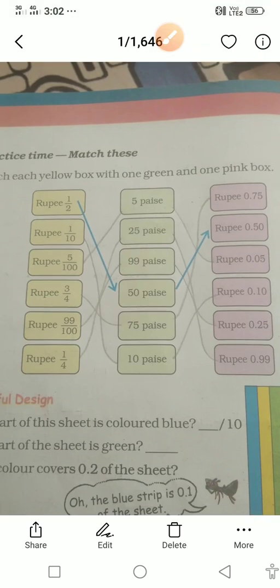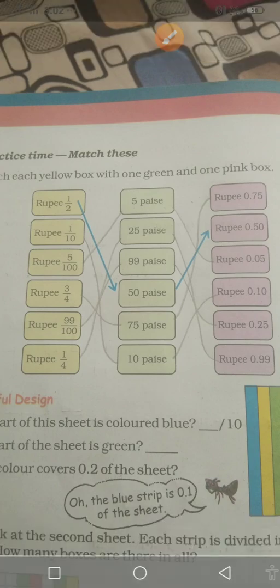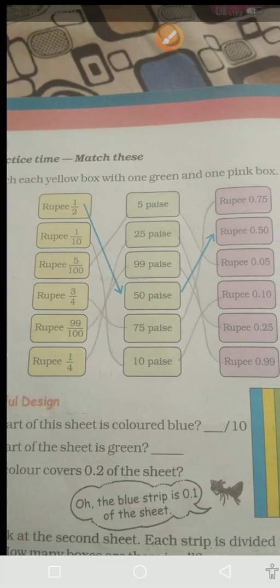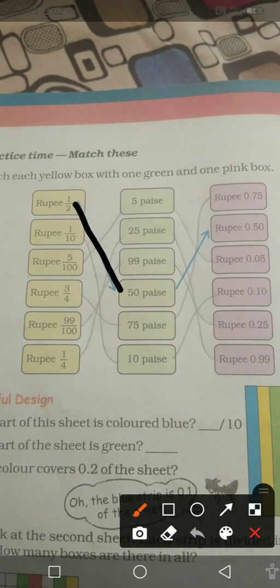Last is the practice time of matchbox. We have to match the following boxes. This yellow to green and green to pink. See, half rupees means what? We know that 50 paise, and 50 paise means 0.50 rupees. We can say half rupees. So 50 paise, but half rupees means 0.5 rupees.